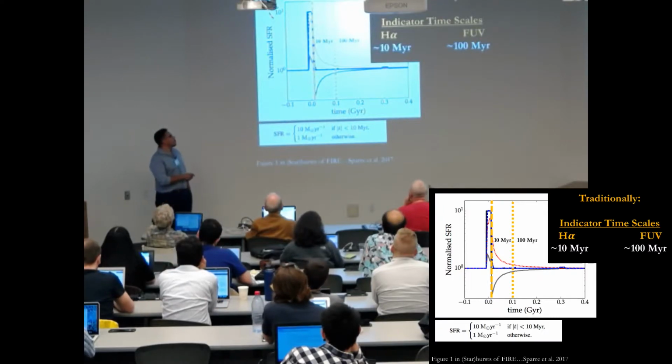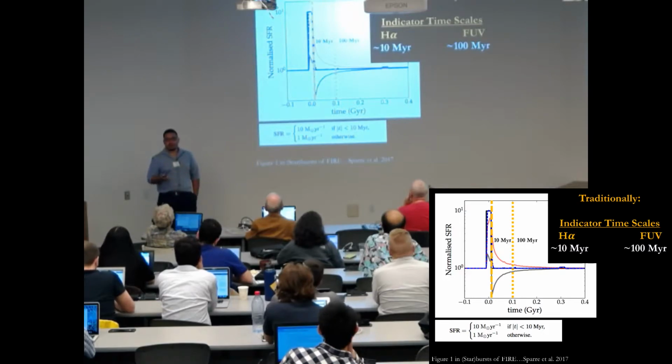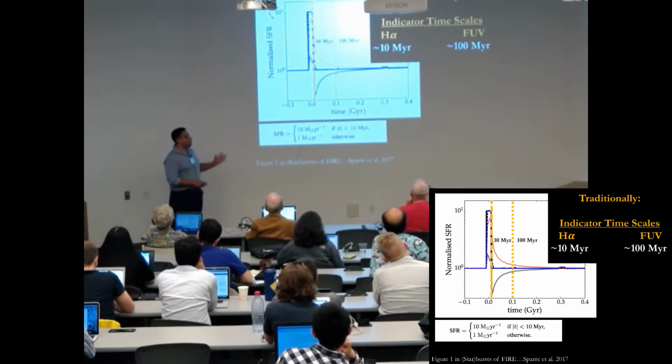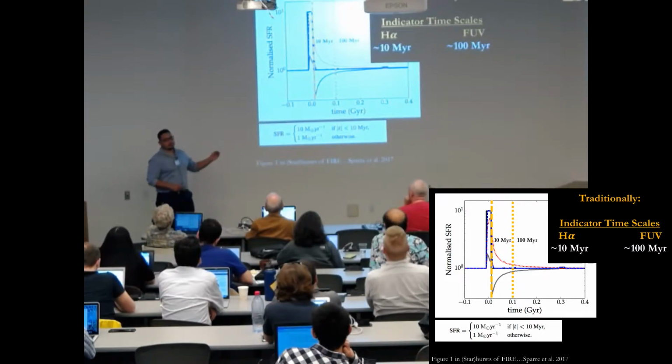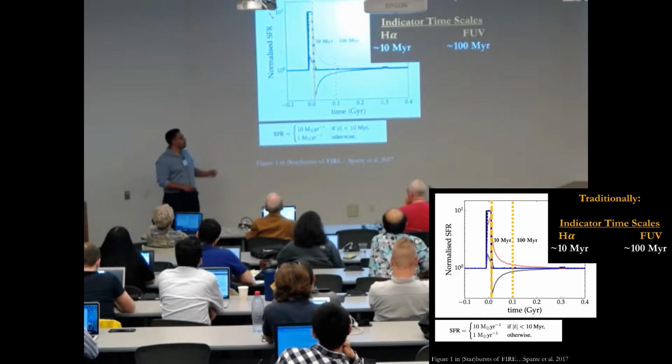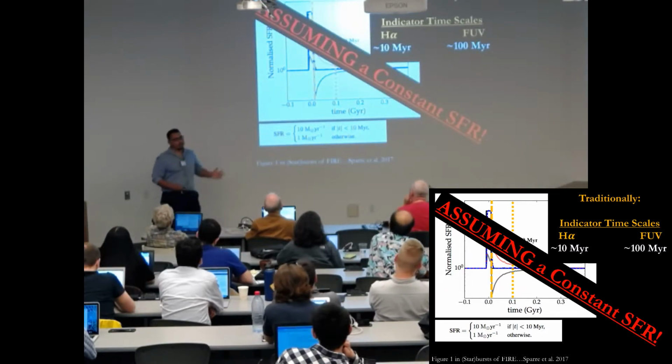And do not worry about this gray line here. It's just the ratio between the indicators, which is often used to determine whether the galaxy has undergone a burst or not. I'm not too interested in the ratio here. But traditionally, as I mentioned, H-alpha indicators are known to work at short timescales, about 10 million years, and FUV at about 100. And this is all assuming a constant star formation rate.